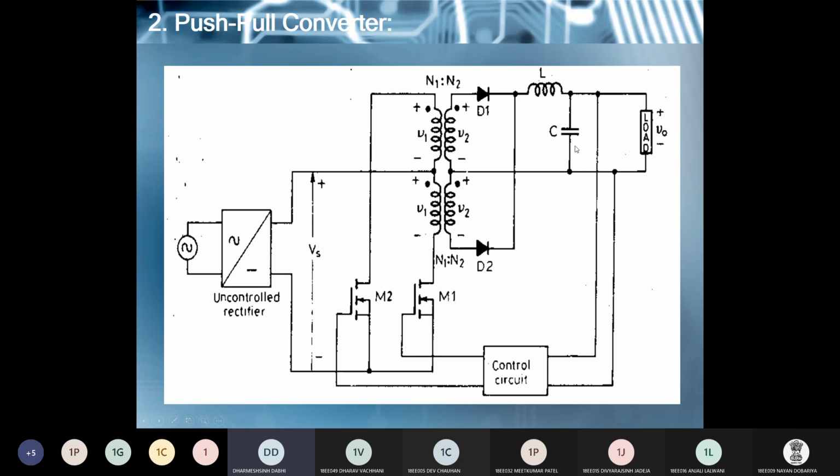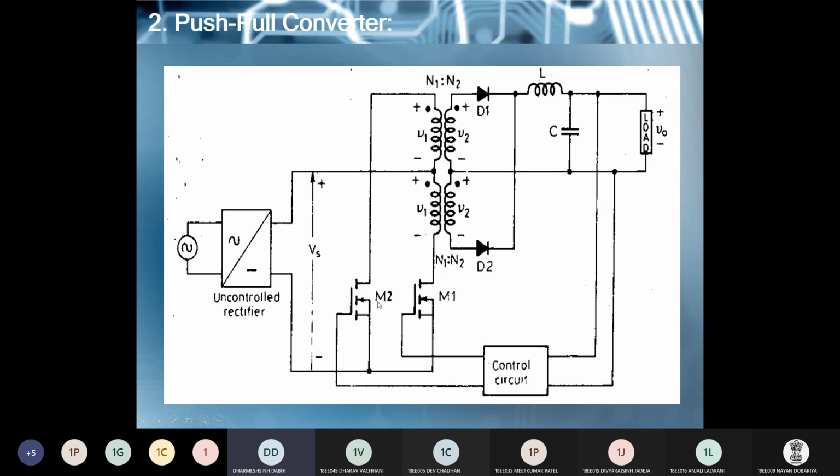Here again we use the filter circuit to filter out the harmonics generated at the output of this diode-based rectifier. And turn on and turn off of the switches M1 and M2 is decided by the duty cycle, which is generated by this control circuit. Control circuit takes the feedback from the load that senses the load voltage requirement. Based on that, it decides the duty cycle of M1 and M2.